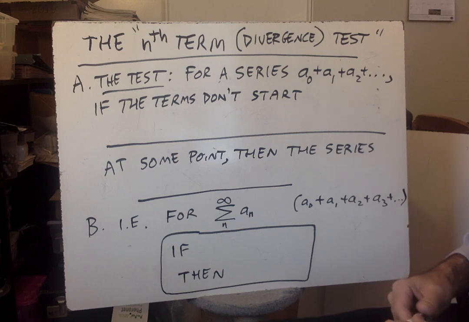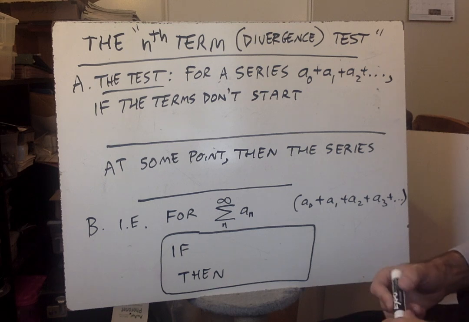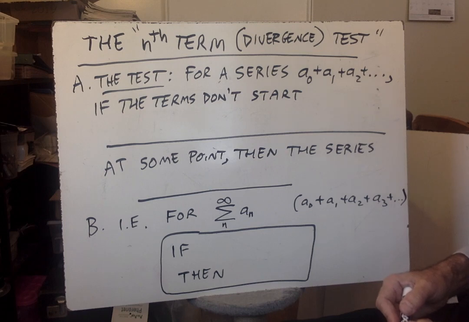There are 10 basic convergence tests for infinite series in our book. This is the very first one, and it's only a rule out test. It can only prove that a series diverges. It cannot prove that a series converges.